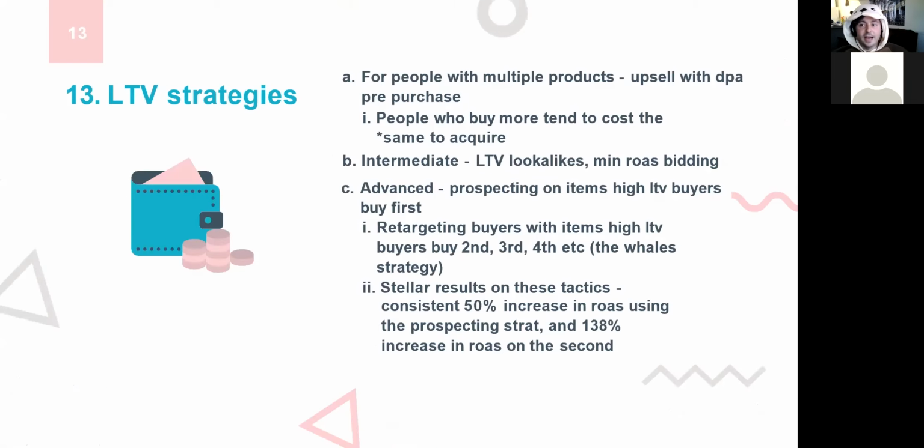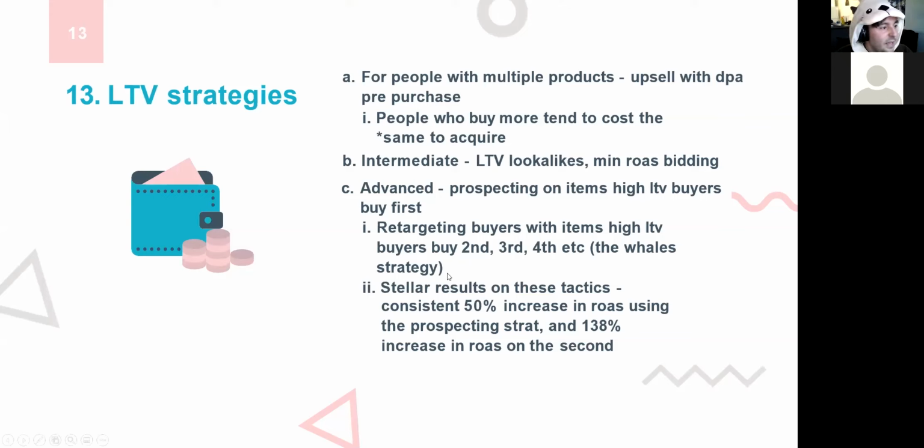Here are some things I've done recently to raise the LTV for e-commerce stores. For people with multiple products, the simplest thing you can do is limit your prospecting to only your highest priced items. This is because users who buy more product typically don't cost much more to acquire, and if they do, that cost doesn't increase at the same rate as their AOV. So definitely do that, as that's an easy win.